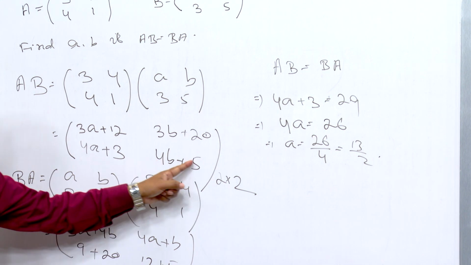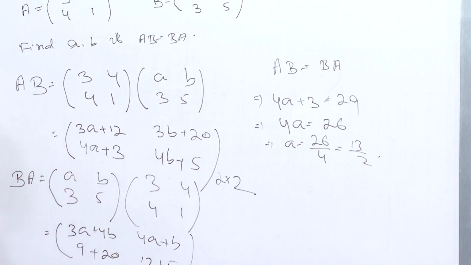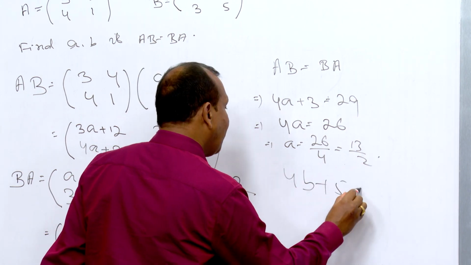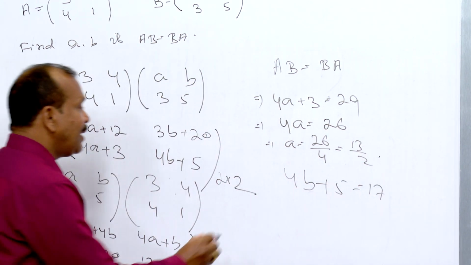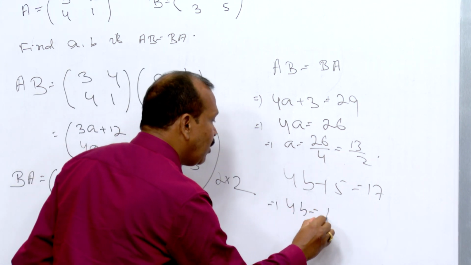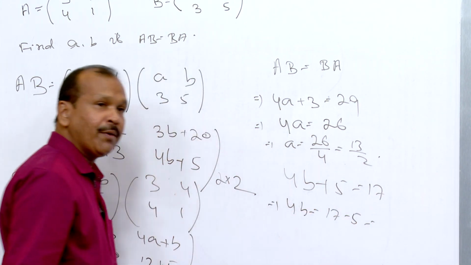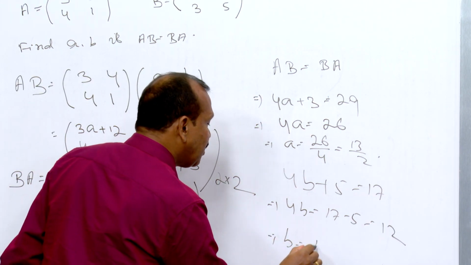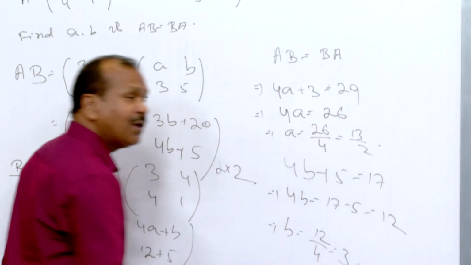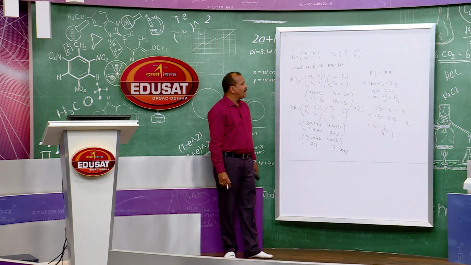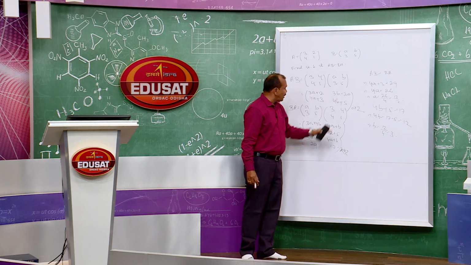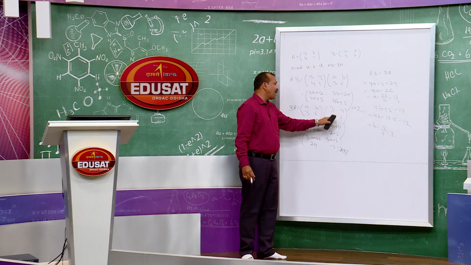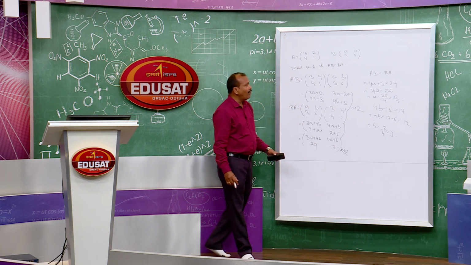Similarly, 4b plus 5 is equal to 17. So this implies that 4b is equal to 17 minus 5, which is 12. So b is equal to 12 by 4, that becomes 3. Similarly, we take 3b plus 20 is equal to 4a plus 4b. Now we can solve and find the values of a and b.